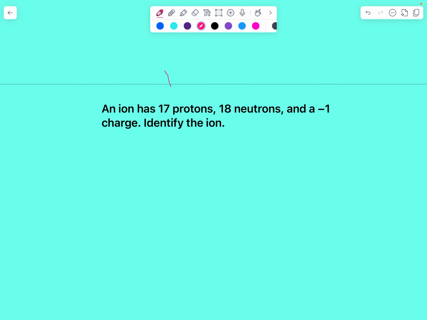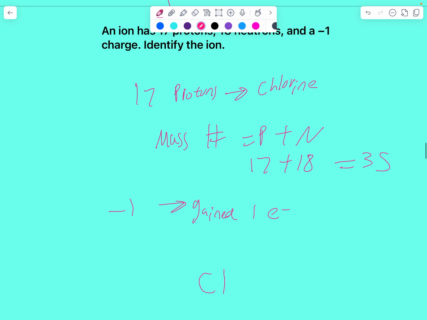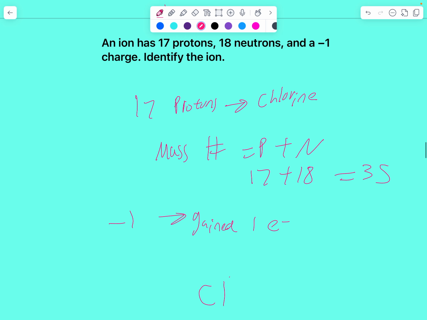An ion has 17 protons, 18 neutrons, and a -1 charge. Identify the ion. So you have 17 protons. That means you have chlorine, from the atomic number. Now, mass number, I know, is protons plus neutrons. So 17 plus 18, which is 35. And a -1 really means that you gained 1 electron. So I know I'm done with chlorine, and it's a -1 charge.